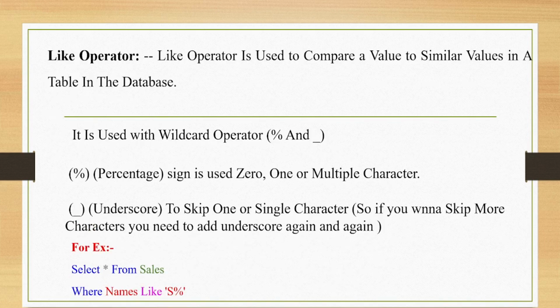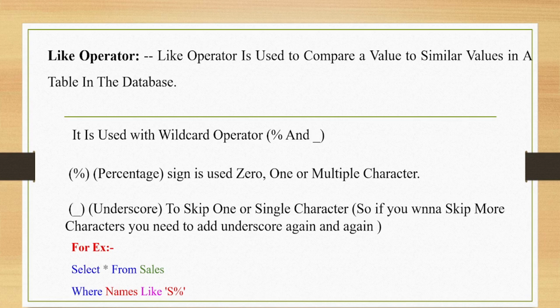So the next topic is the LIKE operator. The LIKE operator is used to compare a value to similar values in the table in the database. It is used with wildcard operators, which are percentage and underscore. The percentage sign is used for 0, 1 or multiple characters, and the underscore sign is used to skip a single character. So if you want to skip more characters, you need to add underscore again and again.